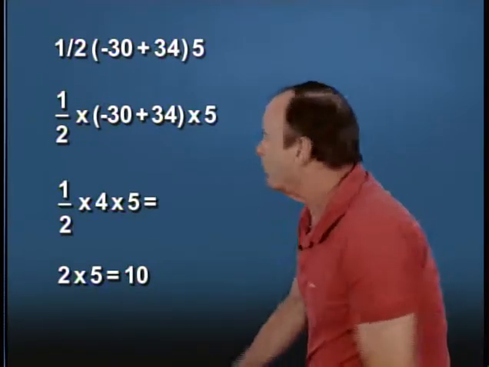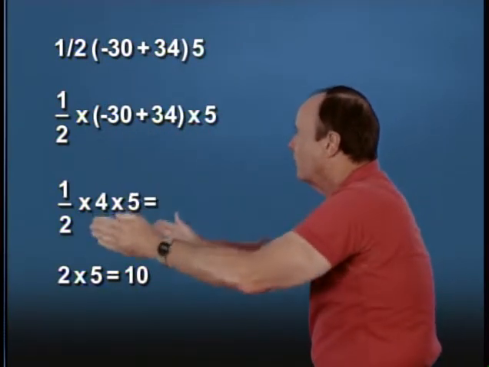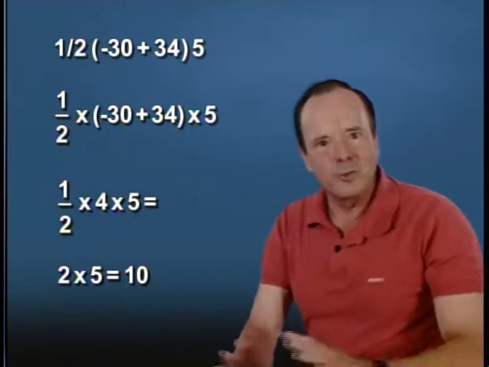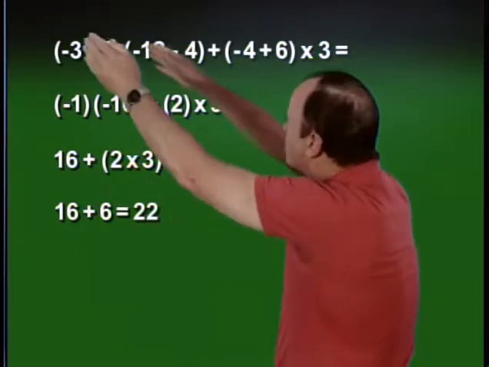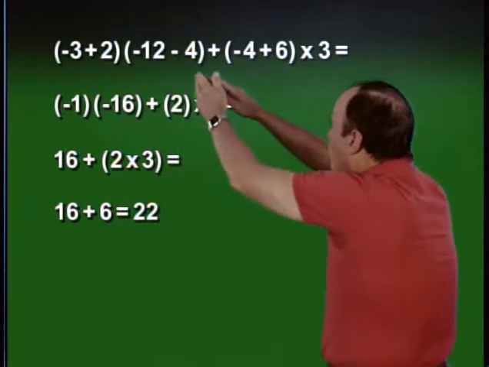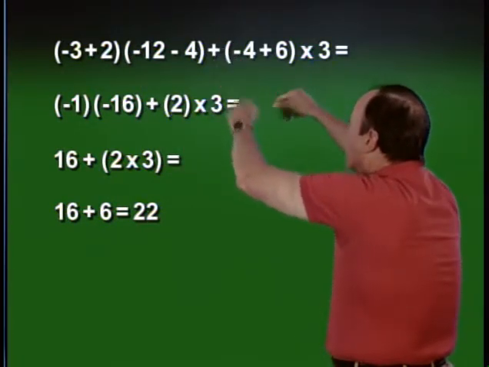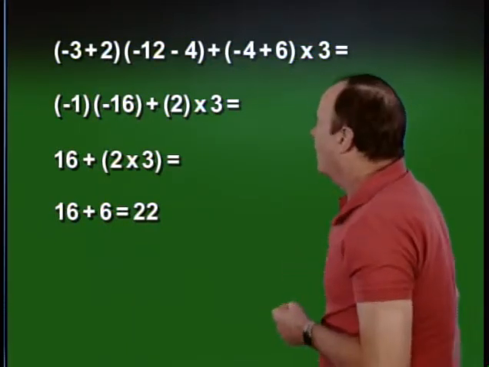So when you simplify the expression inside the parentheses first, it all falls into place for you. Well, that was too easy for everybody, so let's just do another one. This one says take the quantity minus 3 plus 2 times the quantity minus 12 minus 4 plus the quantity minus 4 plus 6, and then multiply that times 3. And what does that equal to?